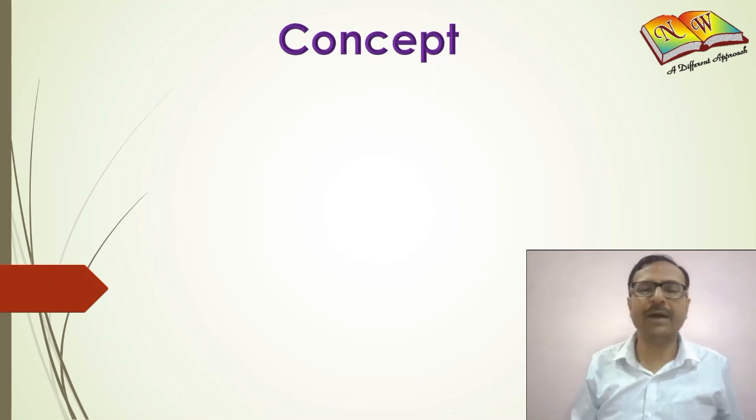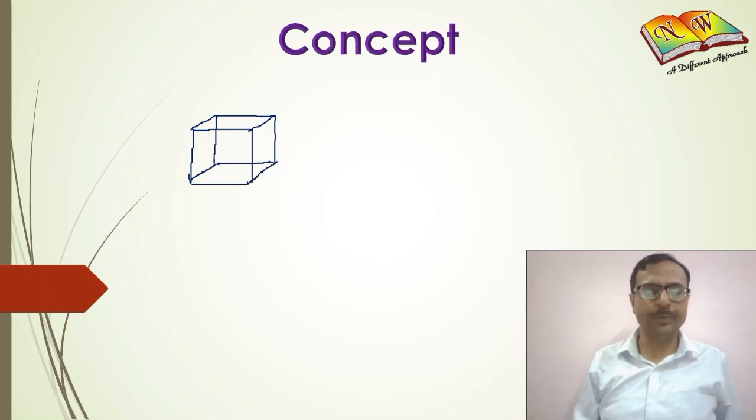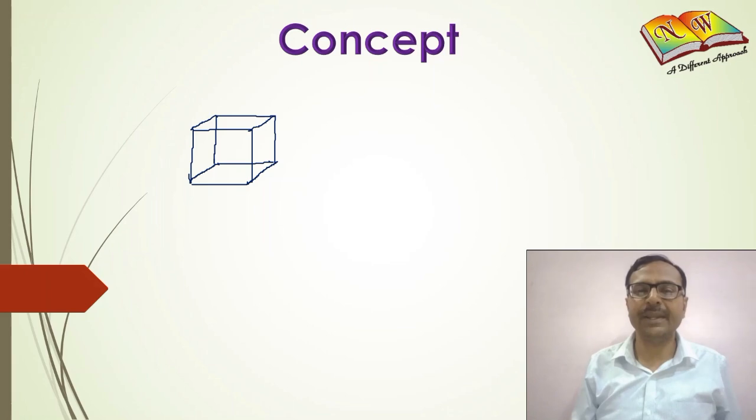So whenever you have a cube, you draw a cube by drawing a square first and then drawing another exactly same square inside the first one like this, and then joining the corners or the vertices like this. So this forms a cube. In this cube, there are 6 faces and all the 6 faces are squares.